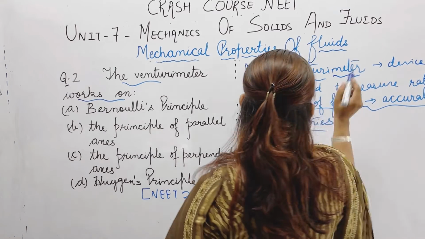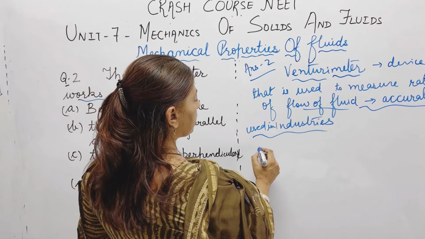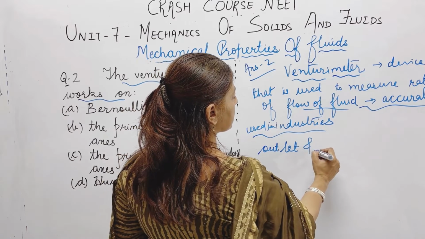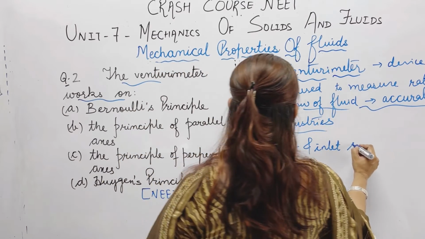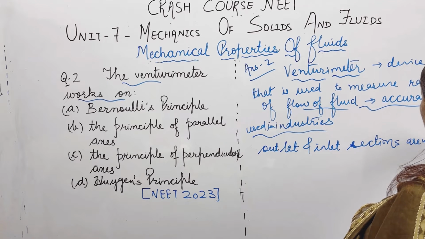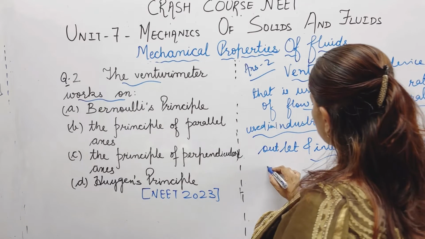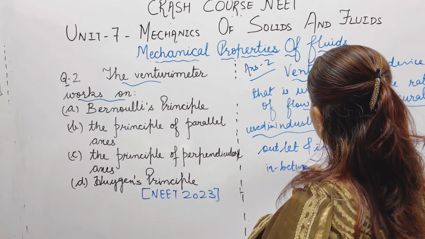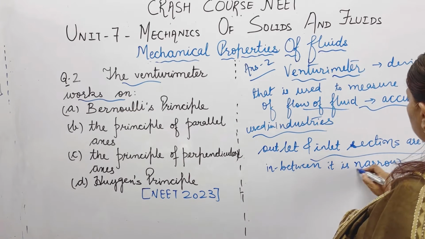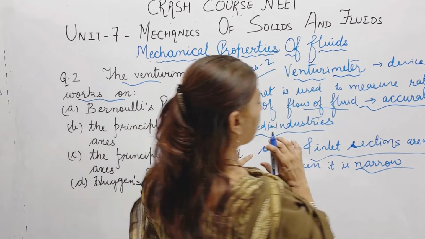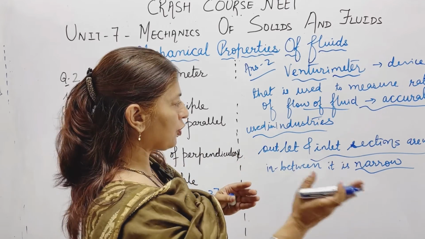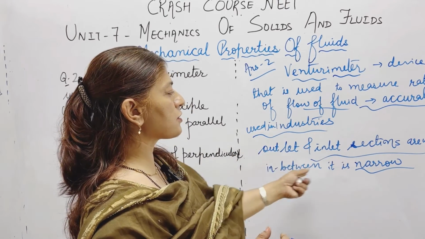So when we are talking about the shape of the Venturi meter, its outlet and inlet sections are wide, and in between it is narrow. So this is the type of the shape it is having. The outlet and inlet sections are very wide, and in between outlet and inlet it is narrow.